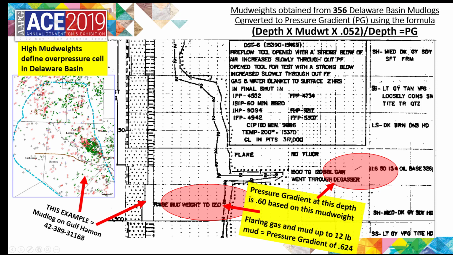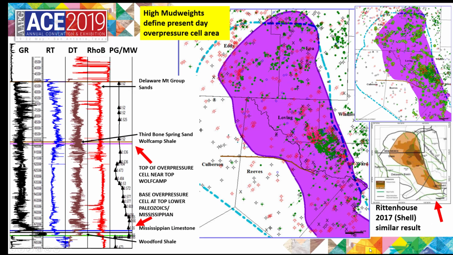What I then do is convert that mud weight to a pressure gradient using this equation: depth times mud weight times 0.052, over the depth, gives me a pressure gradient. And I do that 356 times. And here are those 356 wells. This is a sum of the 356 wells. These wells in green here are those wells which did have to mud up, so they define the pressure cell based on mud weights.